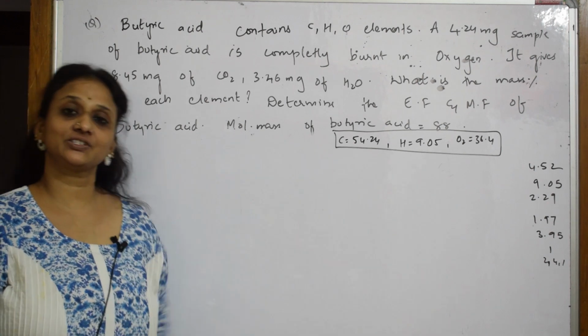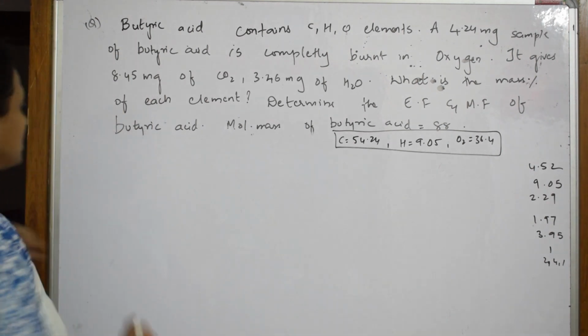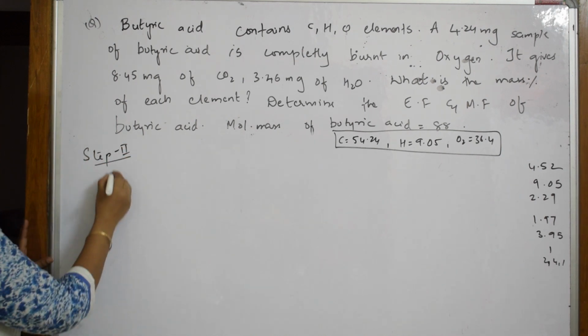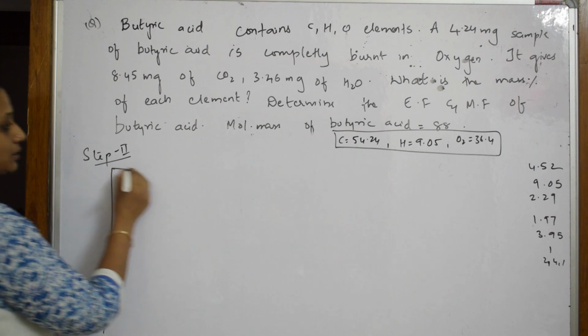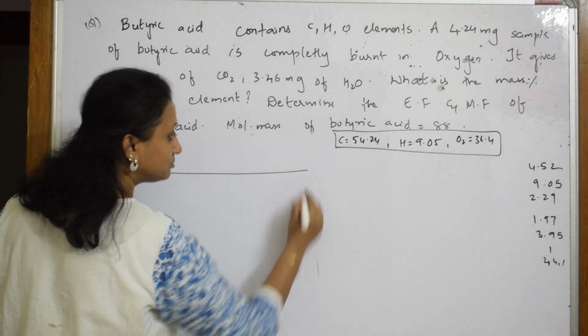Now we've got the percentages. Let us start calculating the empirical formula and molecular formula. So let us write this as step 2. In step 2, what should you do? First, let us try to make a tabular column. I need a bigger column.